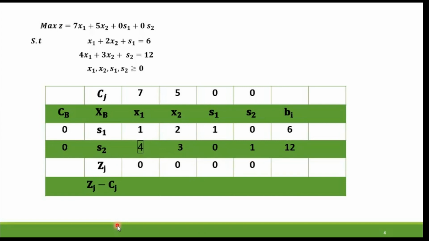Now ZJ again हर एक कॉलम के लिए लिखना है. ZJ for the first column is 0, CJ is 7. तो 0 minus 7, that is minus 7. 0 minus 5 for the second column, that is minus 5. 0 minus 0, 0 minus 0. जितने भी वेरिएबल्स हैं उसके लिए हमने ZJ निकालना है और उसके बाद ZJ minus CJ. CJ is the first row, the top row. CJ वाला जो रो है उसमें से सब्ट्रैक्ट करना है. ZJ minus CJ.